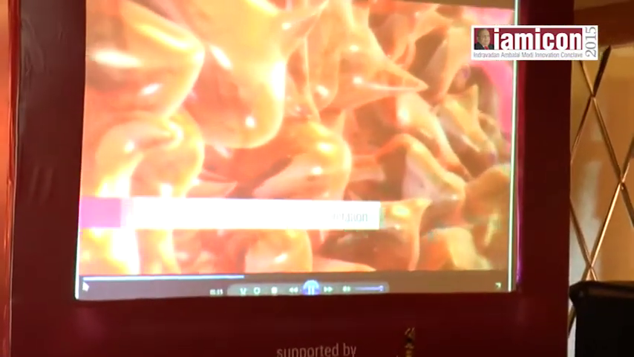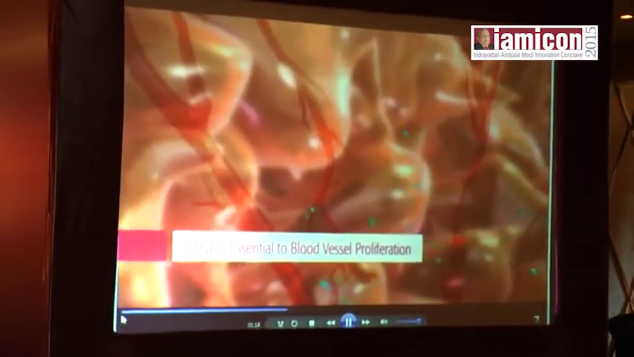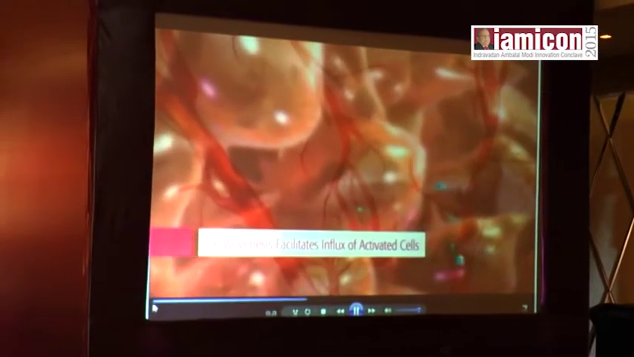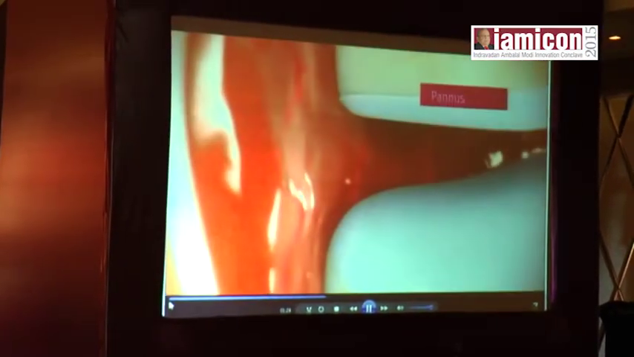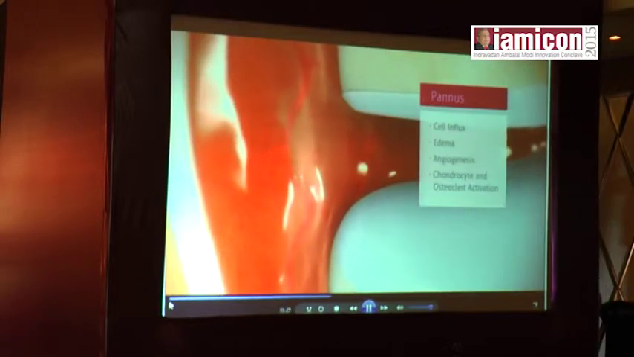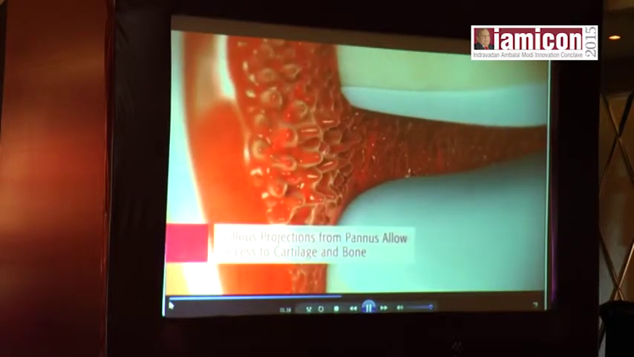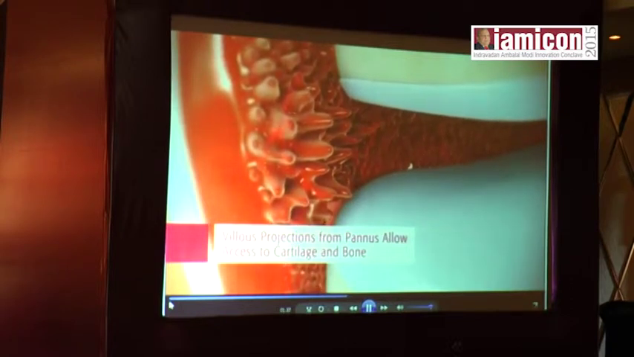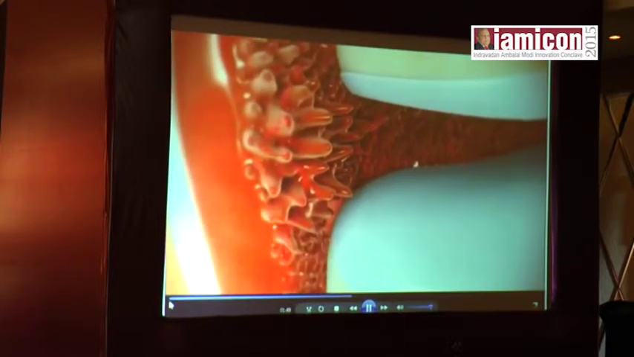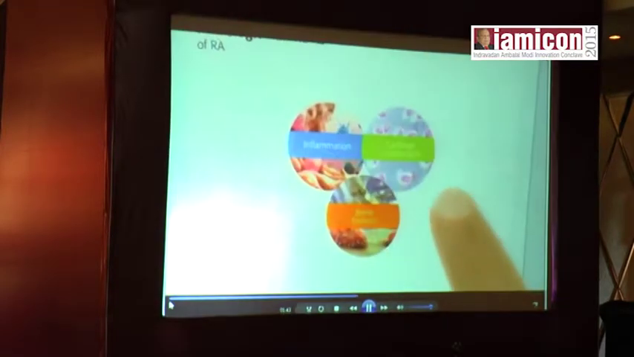In a key step, activated macrophages and synovial fibroblasts release pro-inflammatory cytokines, including TNF-alpha, IL-1, and IL-6, and mediators of vascular growth, including VEGF. VEGF is essential to the process of blood vessel proliferation, or angiogenesis, which facilitates an influx of activated cells. These cells contribute to the growth of pannus and sustain the inflammatory cycle. The growing, vascularized pannus develops villous projections that result in better access to the cartilage and bone, and therefore greater opportunity for the activated cells to release damaging inflammatory mediators and enzymes.